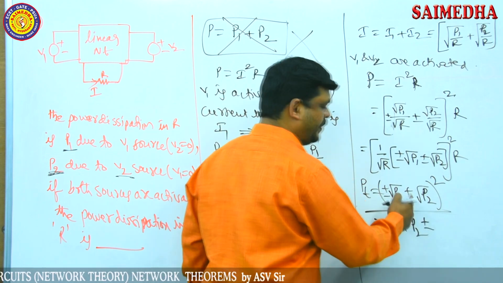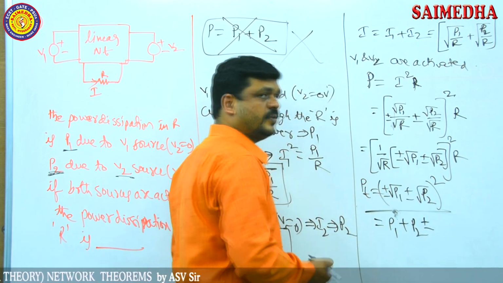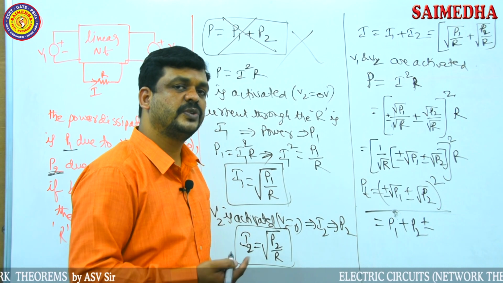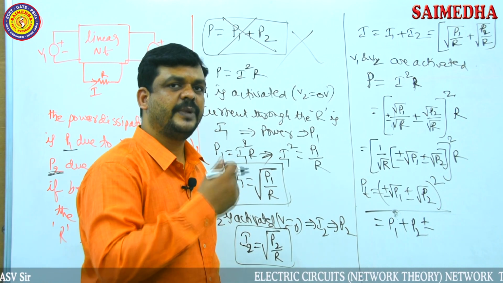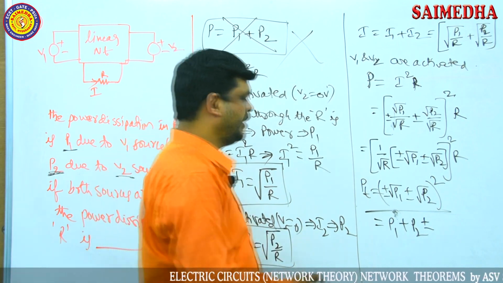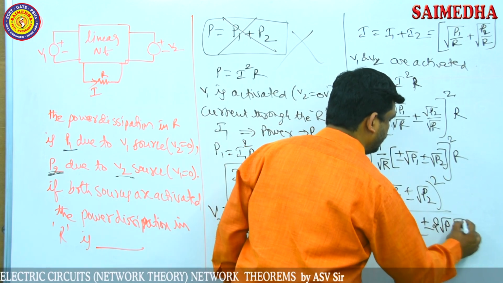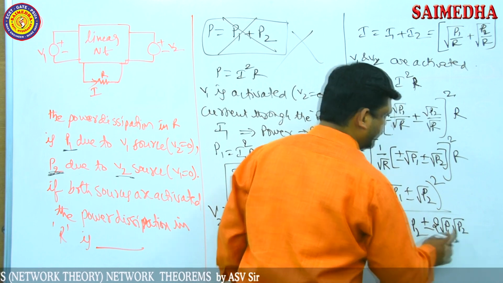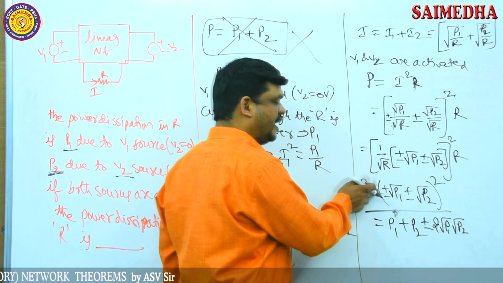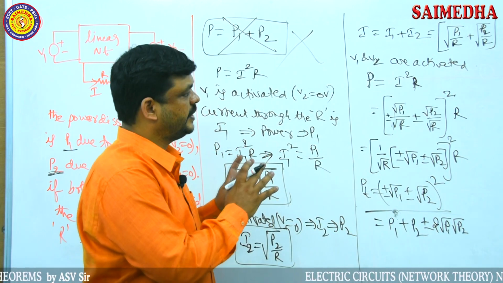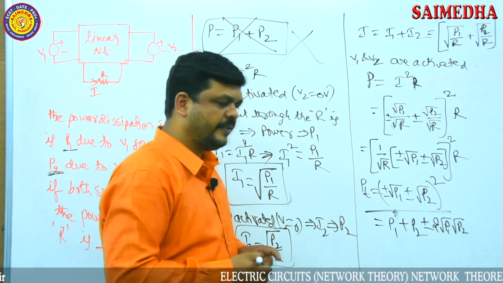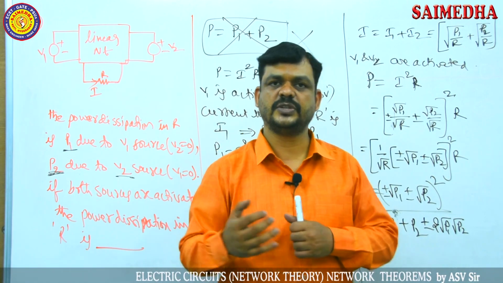or minus, depending on the plus or minus, because I am applying the A plus B whole square formula. A plus B whole square or A minus B whole square is A square plus B square plus 2AB or minus 2AB. So plus or minus root P1 into root P2. So you can write either this equation or this equation. This is another standard formula to measure the power with individual sources.